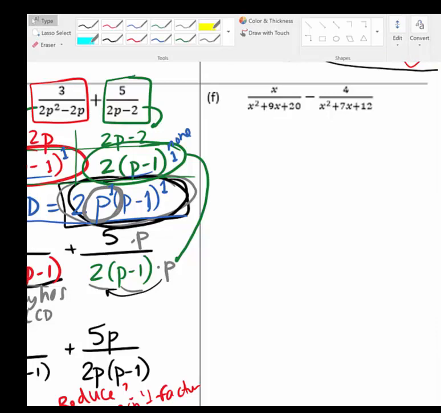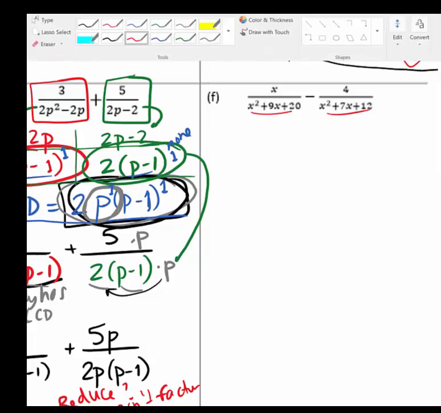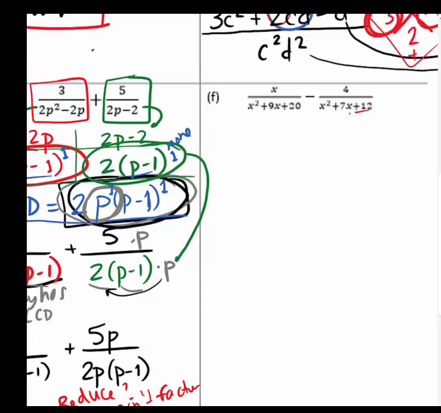Okay. This one, oh my gosh, it's so essential to factor these denominators. If you don't factor these, look at this. X squared plus 9x plus 20, x squared plus 7x plus 12. Oh my gosh. What the heck is the least common denominator between those? It's basically impossible to figure out unless we factor both denominators.